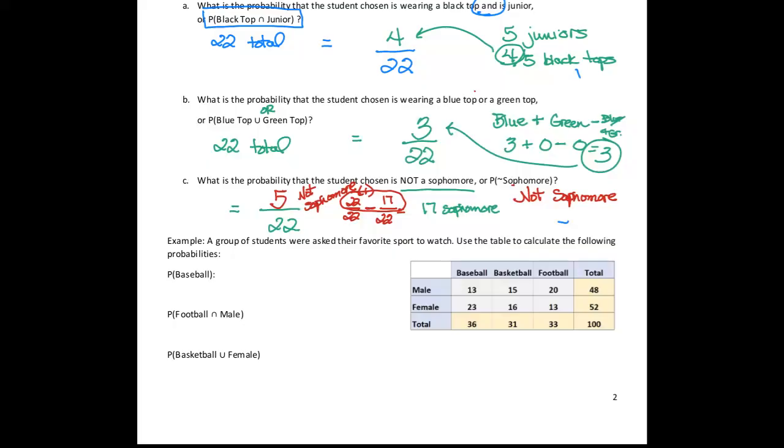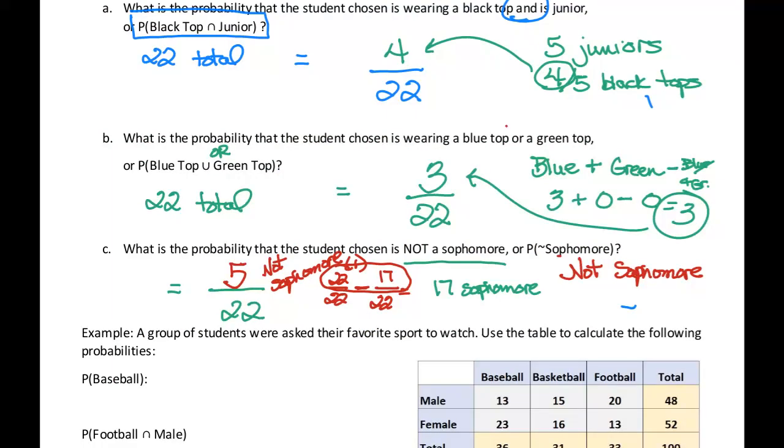So if we said how many were not freshmen, we would take 22 minus however many freshmen there are. I don't think there's any freshmen in here. So not a freshman would be 22 minus 0, which is 22. So to figure out the not, you take the full number minus how many there are of that. Kind of opposite, right? Does that make sense? Just say yes. Head nods are big or no.